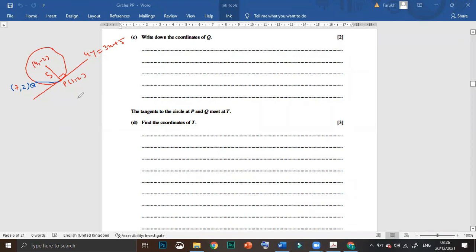This one is the tangent to the circle at Q, and these two meet each other at point T. We want to find out the coordinates of T. Find the equation of the tangent to the circle at Q and then intersect both the tangents. You will get the coordinates of T.